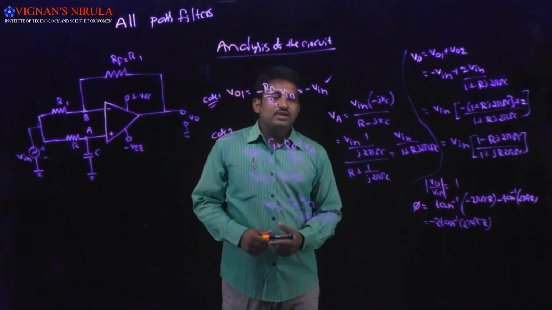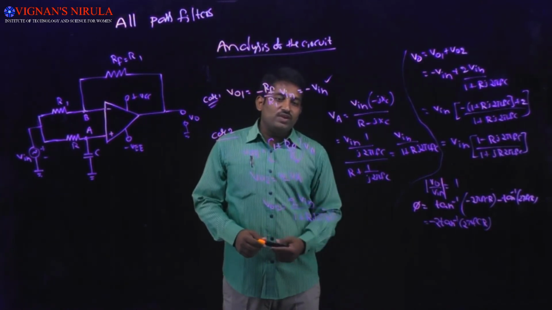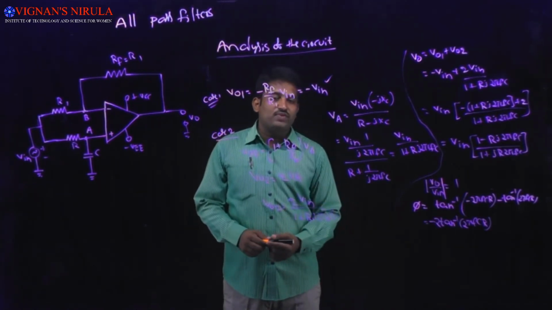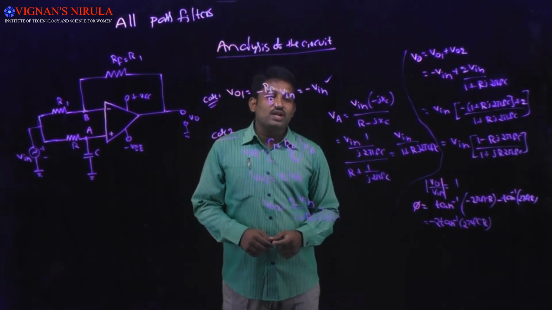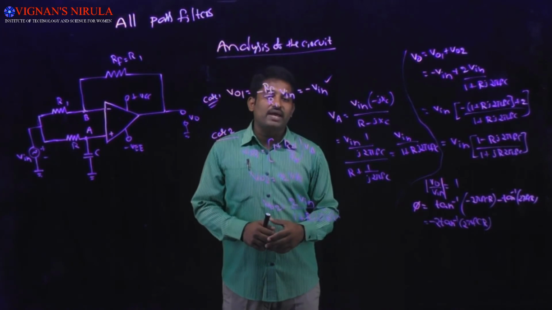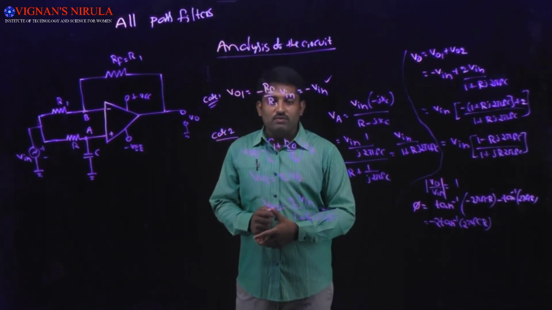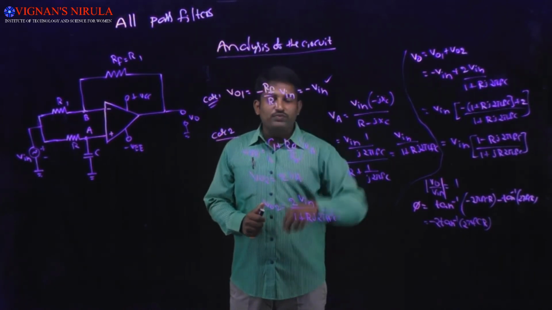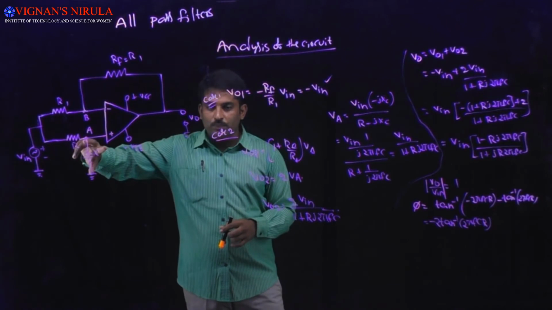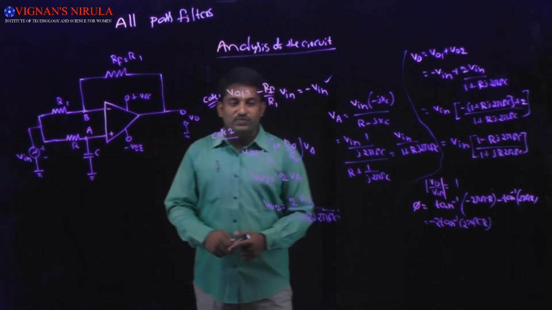Negative phase shift indicates V naught lags V in by the phase difference phi, and the positive phase shift indicates V naught leads the input by phi radians. And one more important point I want to tell you is, if you want to get the positive phase shift, you just have to interchange the positions of R and C, then you will get the positive phase shift.